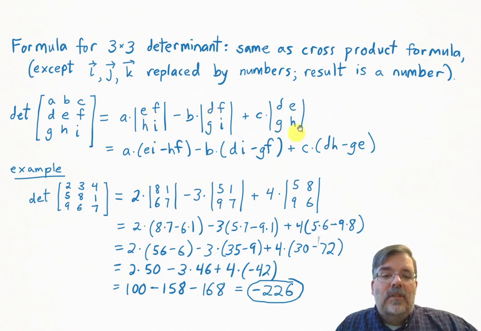And then, for each of these 2 by 2 matrices, you calculate its determinant. Right, so the determinant of a 2 by 2 matrix here is E times I minus H times F. This next matrix, it's D times I minus G times F. And for this third matrix, D times H minus G times E. And then you just multiply all those through, and that gives you the determinant of the matrix.